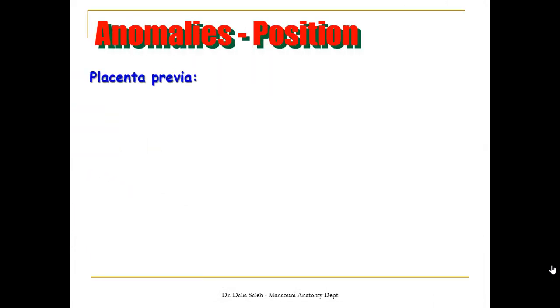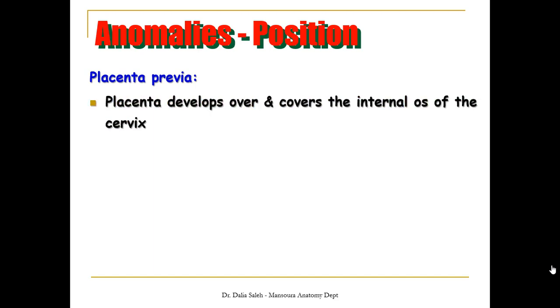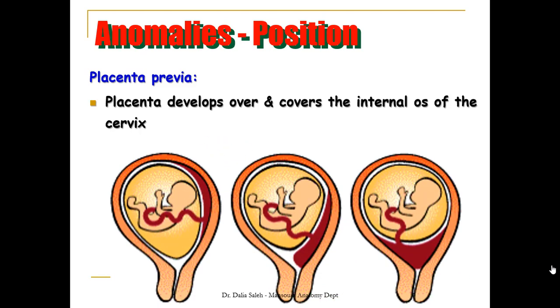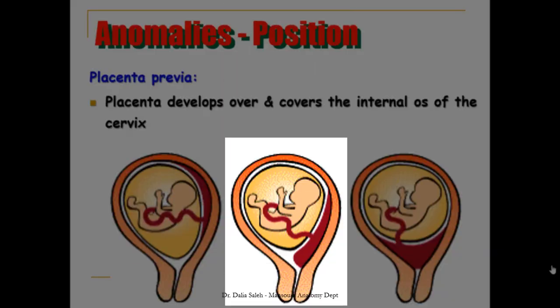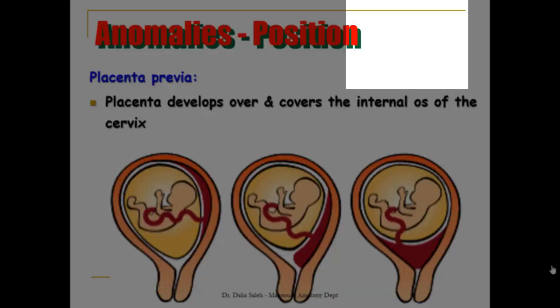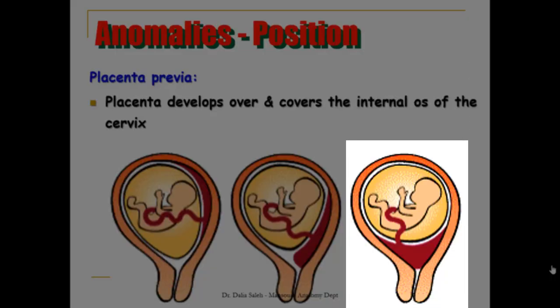To start with the position, placenta previa is when the implantation occurs in the lower segment of the uterus. So the placenta develops over and covers the internal os of the cervix, either partially or completely. So we have here the placenta previa lateralis or marginalis when it slightly covers the internal os, or centralis when it completely covers the internal os of the cervix.